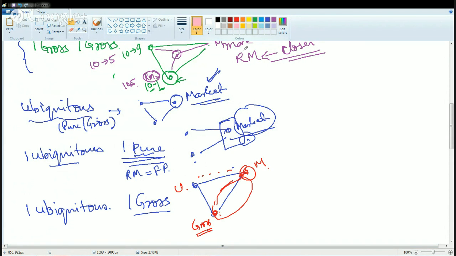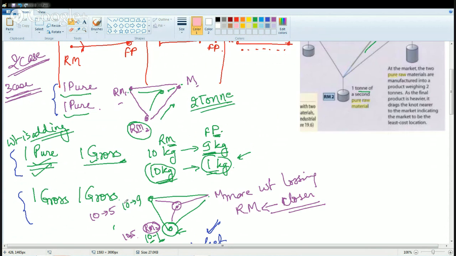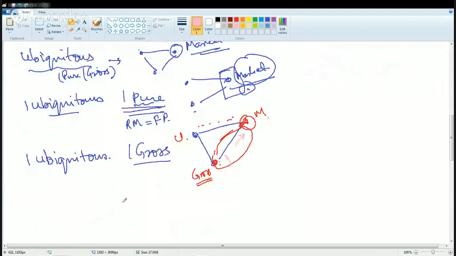Now what is important to understand here is, if the weight loss is more, I try to push that industry towards the raw material source. If the weight loss is less, I'll push the industry towards the market. So that's the only difference in this case. So here we can understand the various types of combinations of the resources that would be used, and the location of the industry where it would be placed.